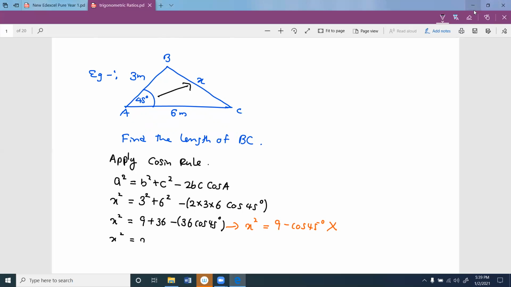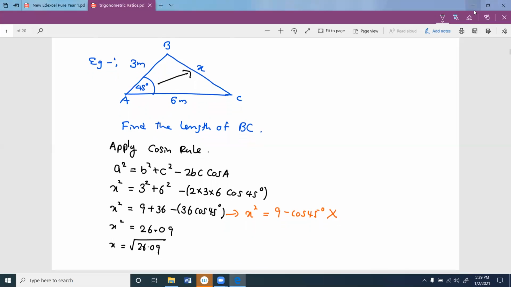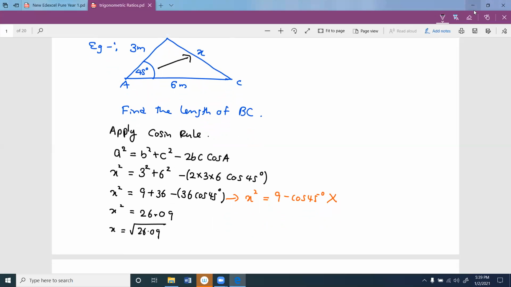This is 26.09. So with that you can get x is equal to the square root of 26.09. With that you can write the answer. The square root of the answer would be 5.11. This value becomes 5.11 meters, and you have to remember the unit that is given in the question. According to that only, you have to put the unit over here. That is the first question we should know. Right, okay. Let's go ahead with another example.